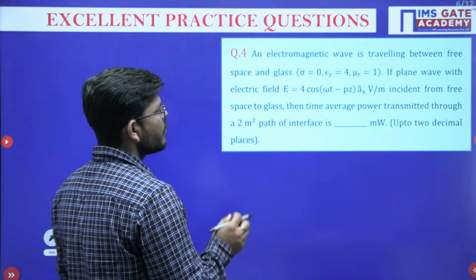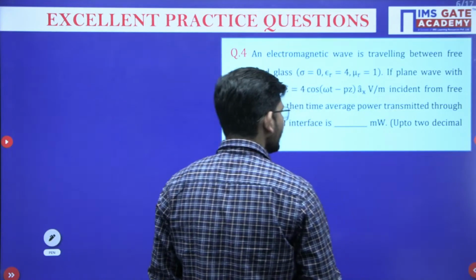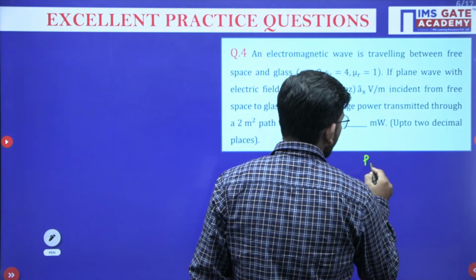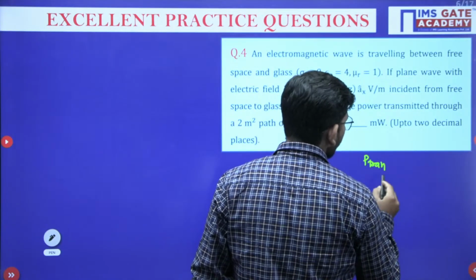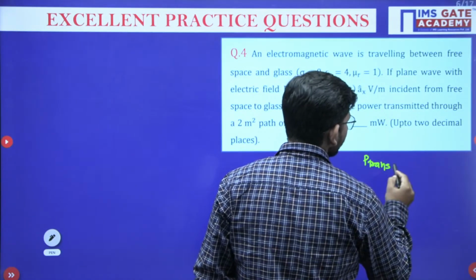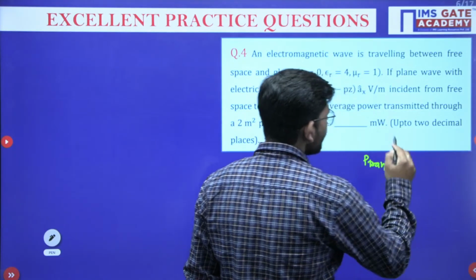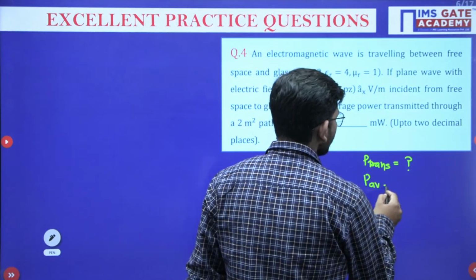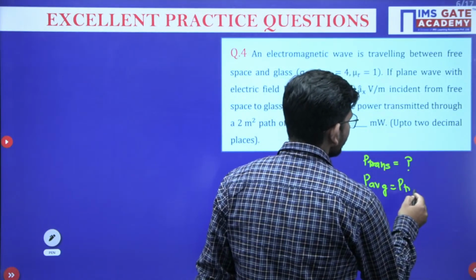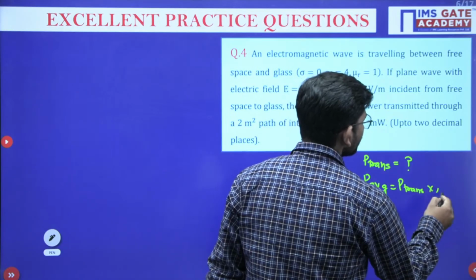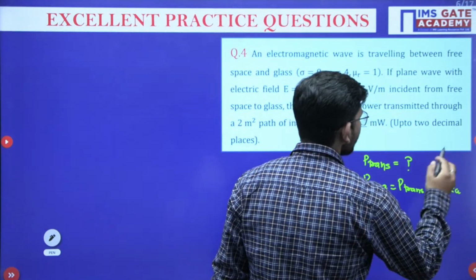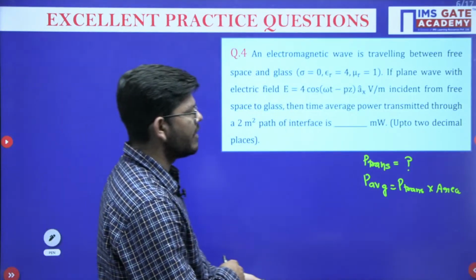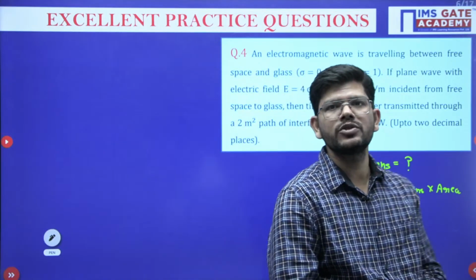What we have to find is the time average power transmitted. So what will be the power transmitted? First of all, you have to calculate the power transmitted. Once you have found the power transmitted, the average power will be the power transmitted into the area. So first find the power transmitted, and then you can calculate the average power by multiplying it by the area.